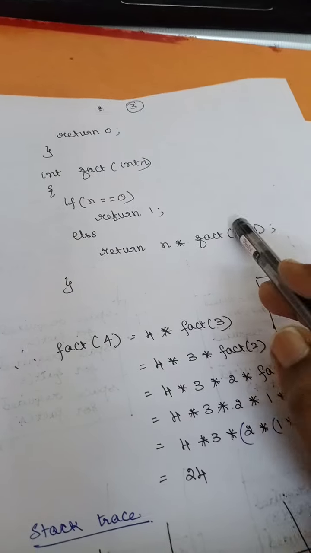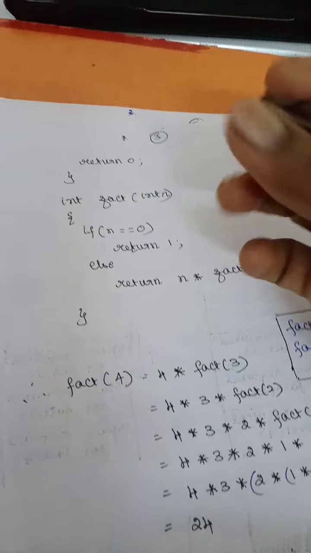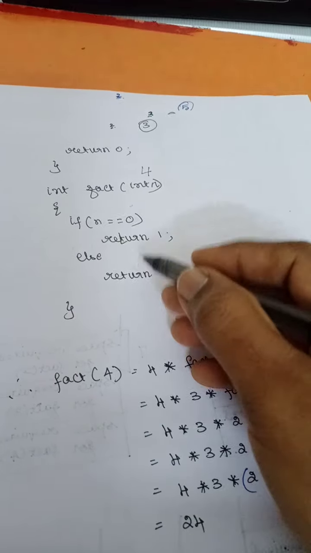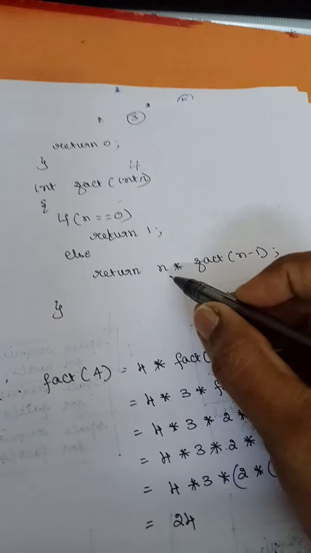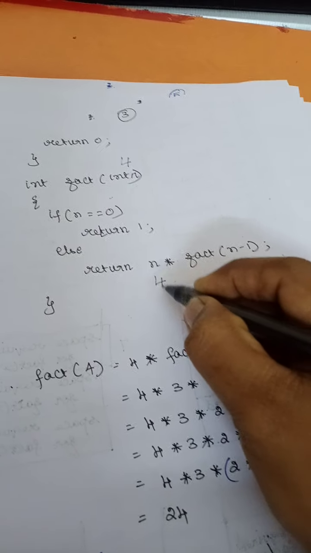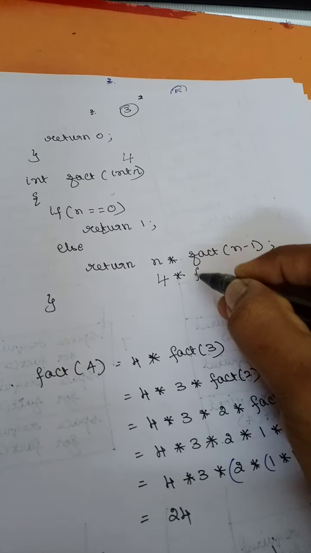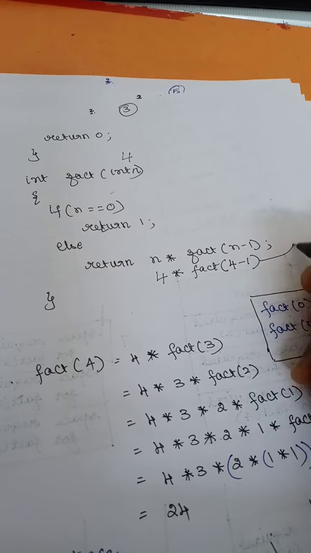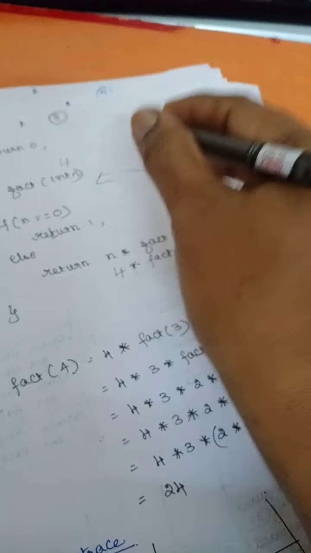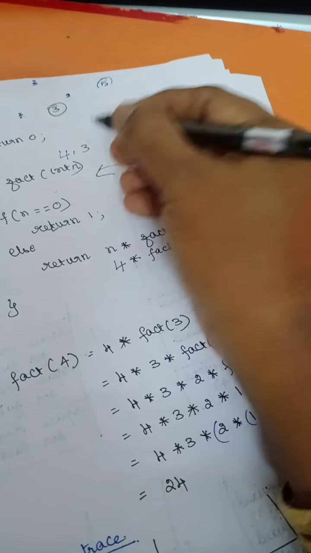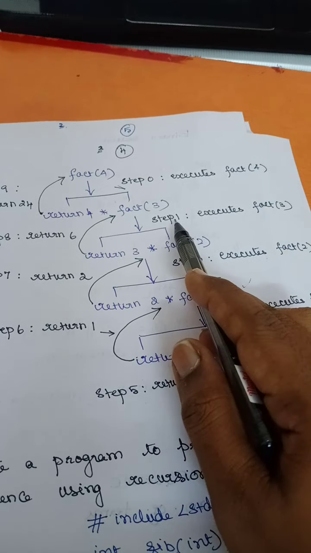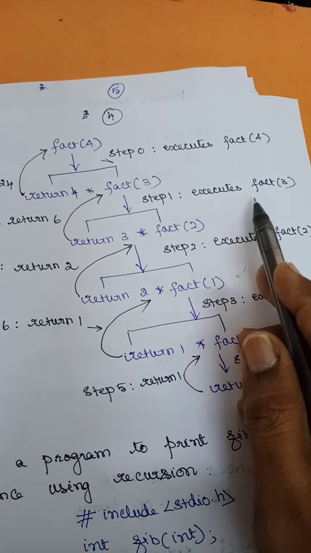So when you see here, if I give 4 here, it will come here. Is it equal to 0? No. So it will come here. What is my n? 4 into, again I am calling the function fact of 4 minus 1. So again it will go here. Now it is going to take it as 3. So that is what is being represented here. So fact of 3, again this will be executed.